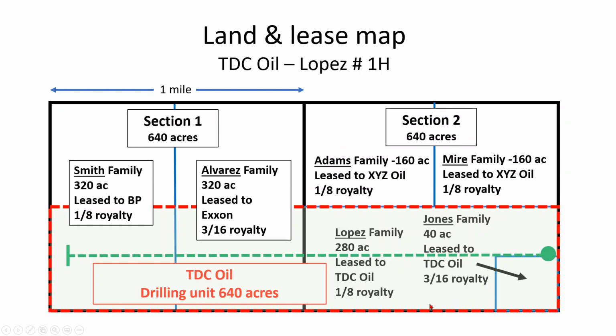The Lopez family owns this 280 acres here, and they've leased it to the operator TDC Oil for 1/8 royalty. TDC is the operator, and Lopez 1H is the name of the proposed well. But the Jones family, they own this little 40 acres. They've also leased it to TDC, but they negotiated a better deal. They got 3/16 royalty on their land.